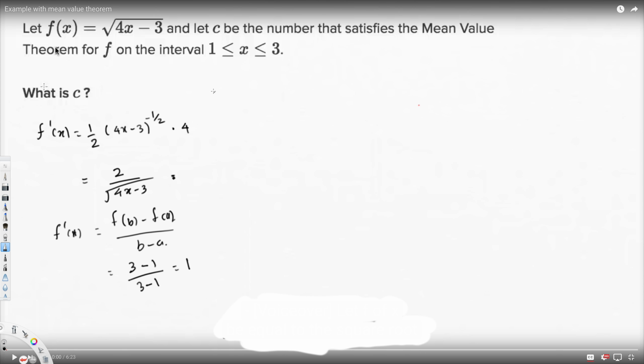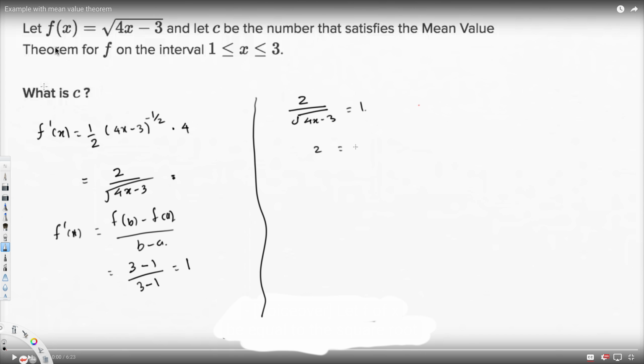Also, a square root can be positive or negative, so if you take the negative value and do the same thing, it's still going to be 1. Now I have to equate this to the derivative to find the x value. That's c, that's what the question is asking. So we have to find c. To find c, I equate the derivative to the other side: 2 over the square root of 4x minus 3 is equal to 1.